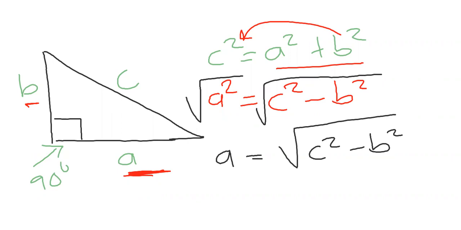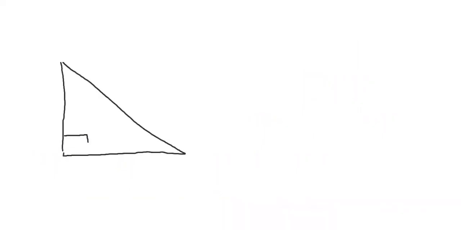Now, let's take a real example. Assume we have a triangle like this. We have our 90 degrees here, and you are told that this side is 10 centimeters and this side is 7 centimeters. The question is asking you to find the length C. From what you can see, C is the longest side of your triangle, which means X is C. X is equal to C.